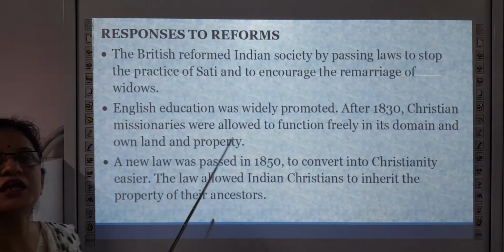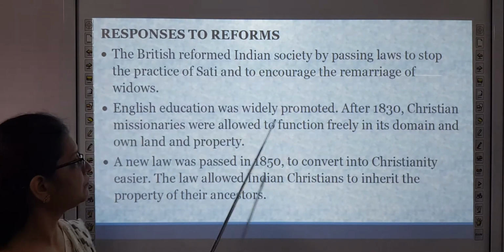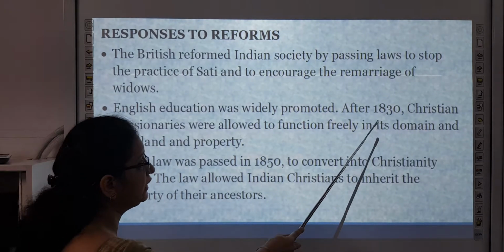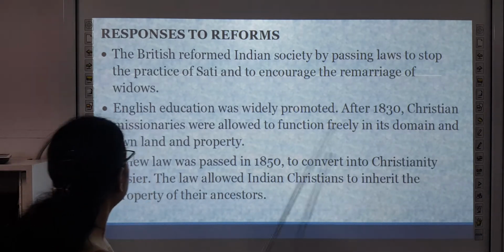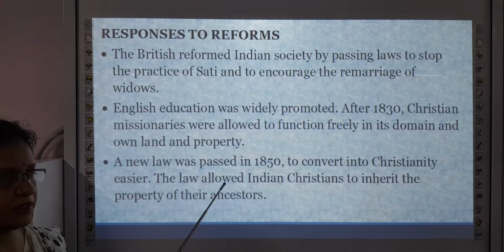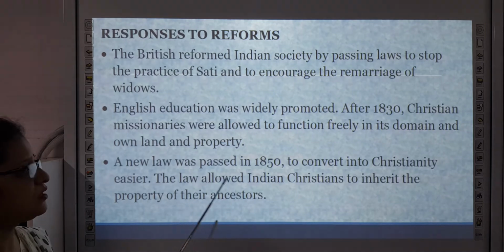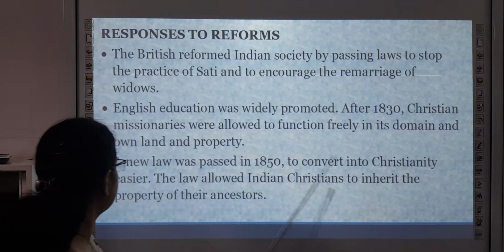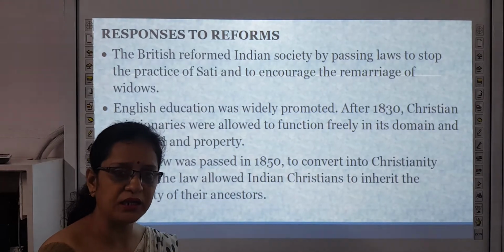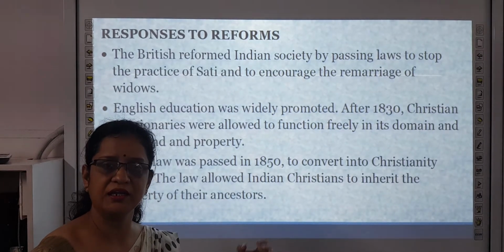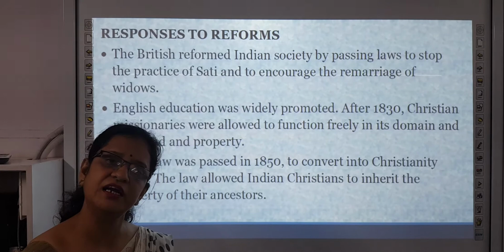They promoted English education rather than Hindi, and after 1830, Christian missionaries were allowed to function freely in its domain and own land and property. Now what happened? They passed a law to make converting to Christianity easier. But what was the feeling among the Indians? They thought that the British were trying to destroy their religion, their caste and their traditional beliefs.